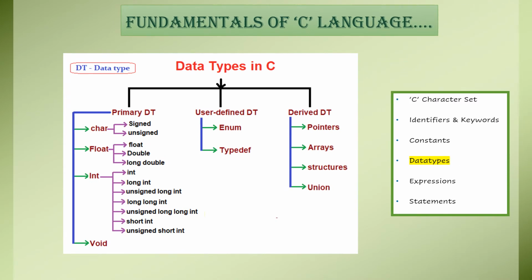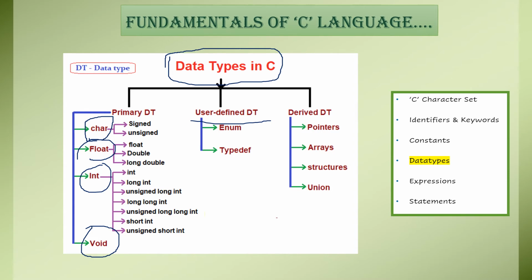Now next is data types. A data type in C means what type of value we are going to store, like whether it is of integer type, whether it is a character. So all these come under data types. We have primary data types: character, float, int, and another one is void. And we have user defined data types, in which enum and typedef are there, and derived data types, that means derived by the user, those are pointers, arrays, structures, and unions.